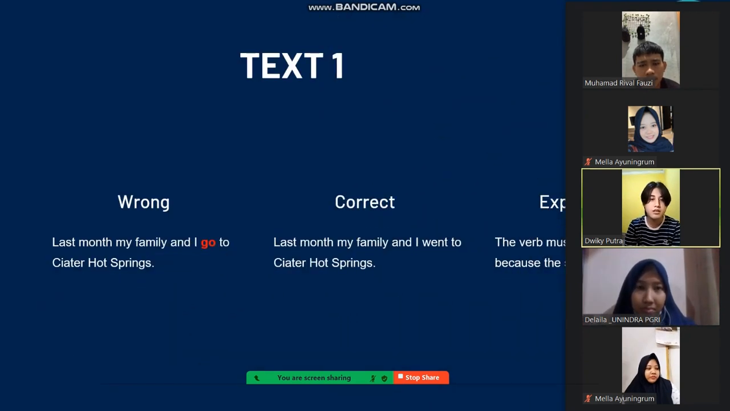First sentence is, last month, my family and I go to Chater Hot Springs. There is a wrong sentence. And the correct is, last month, my family and I went to Chater Hot Springs. And the explanation is, the verb must use verb 2 because the sentence is in the past. Next.